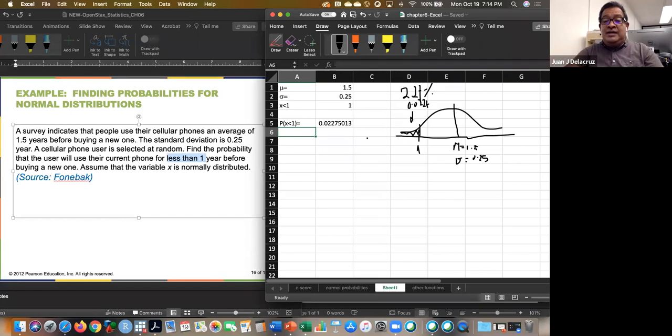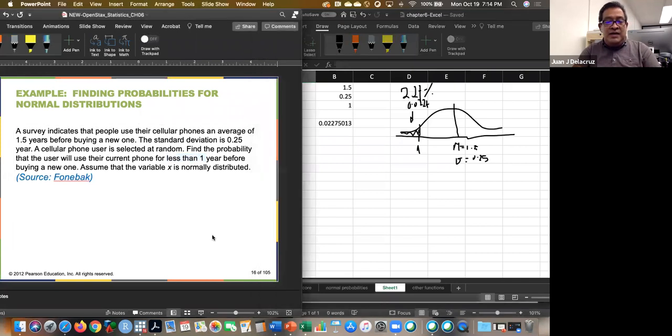So if you were a company like Apple, would you create a new phone before 1 year? Well, probably not, because there is only a 2.27% chance that people are going to buy it, right? So this is based on this information. So that was very easy.